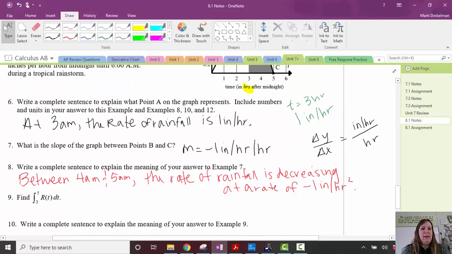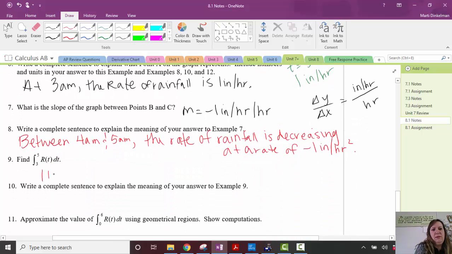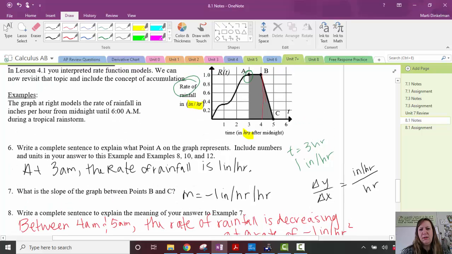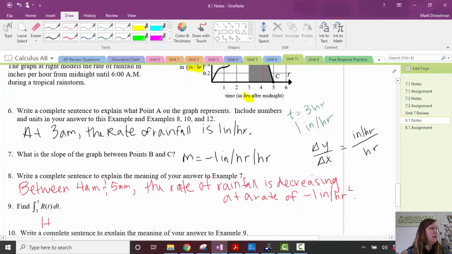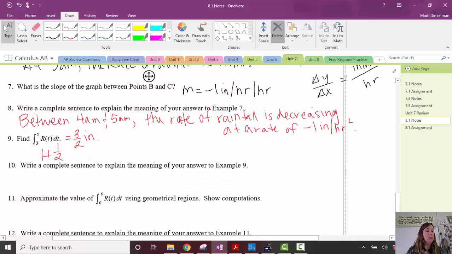Okay, number 9, integral from 3 to 5. So Gary sort of shaded that for me. I kind of want to split it into a triangle and a rectangle. So that rectangle is really a 1 by 1. Careful about that unit. And then 1 by 1 divided by 2. So that's equal to 3 halves. Now let's think about this. Remember, the integral is really finding the antiderivative. So if the derivative is inches per hour, then the antiderivative must be in inches, because derivatives are technically rates, basically.